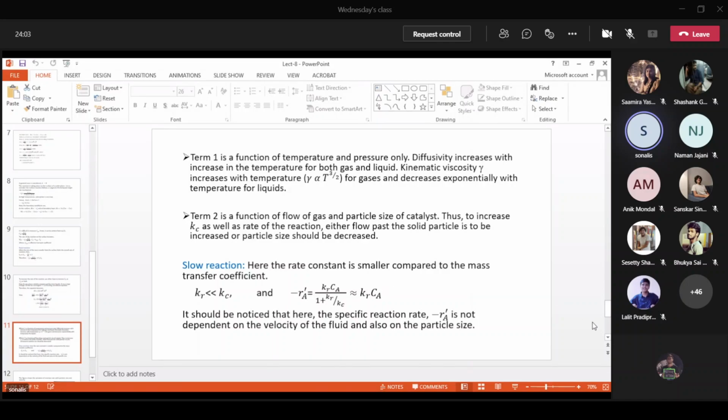Now, it should be noticed that here the specific reaction rate minus Ra dash is not dependent on the velocity of the fluid and also not on the particle size. Here, the rate of the reaction for a slow reaction is completely dependent on the rate constant and the concentration of A, obviously.